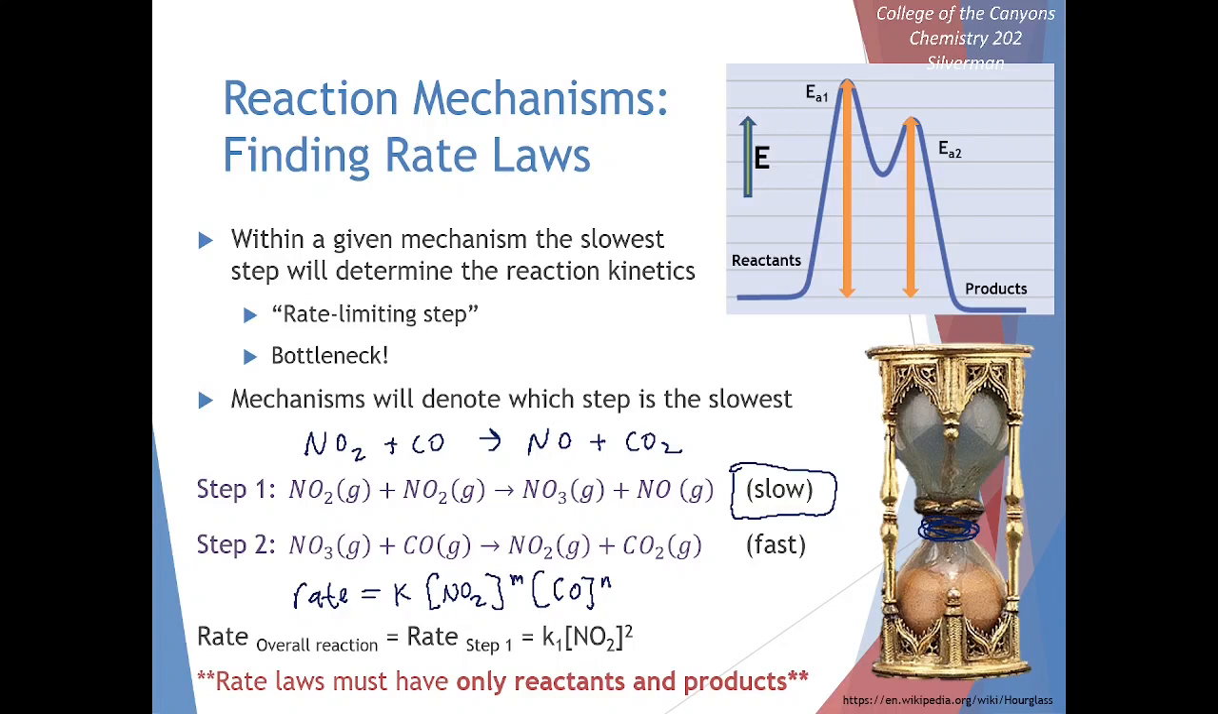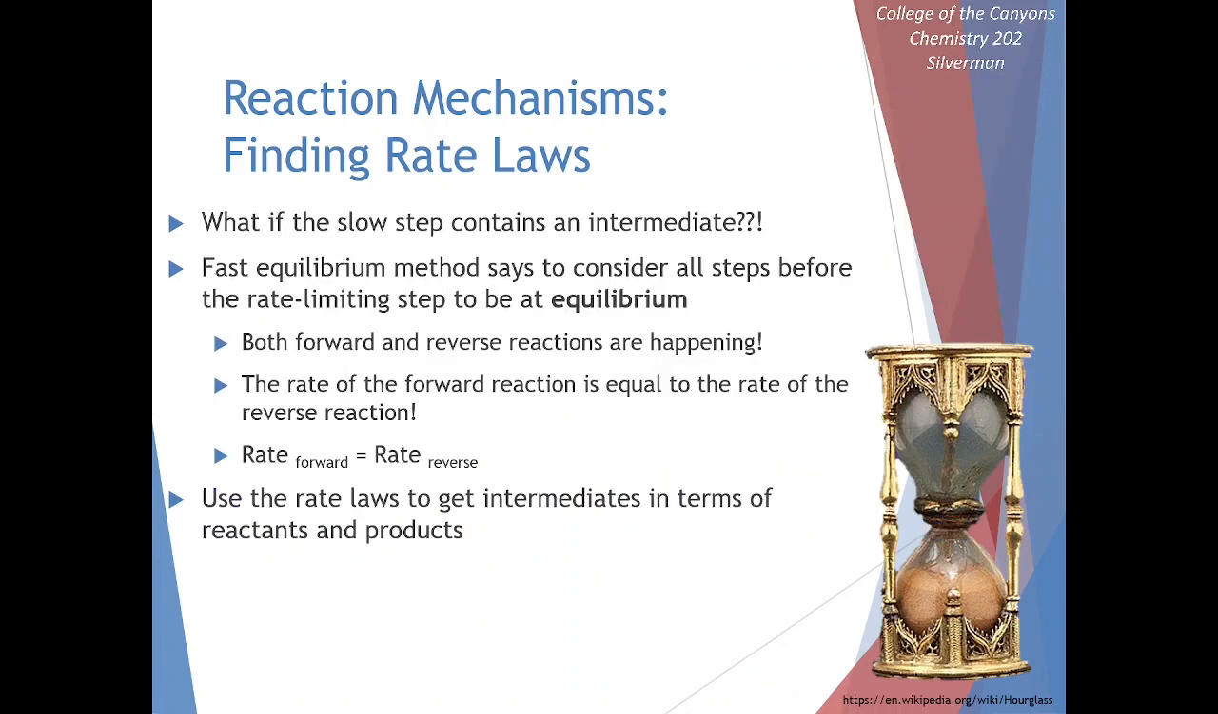Well, sometimes there's a problem. Sometimes our slowest step is not in the correct form. Maybe it has an intermediate. Our rate law can only be our reactants and maybe our products, but it can only be chemicals that show up in our overall reaction. If you have an intermediate, this does not show up in the overall reaction, and we have a problem.